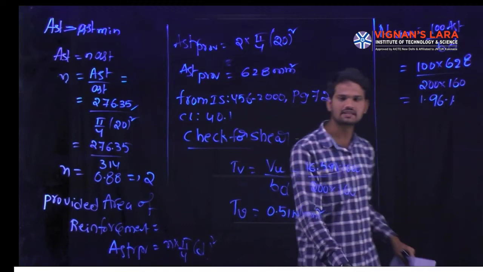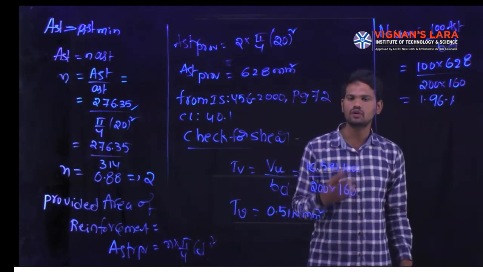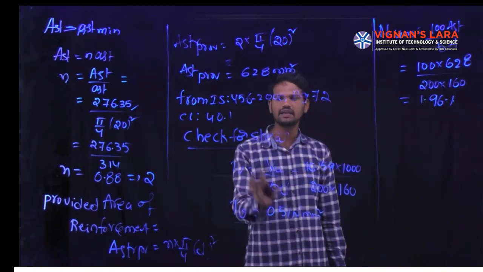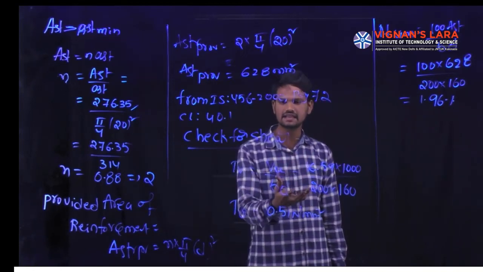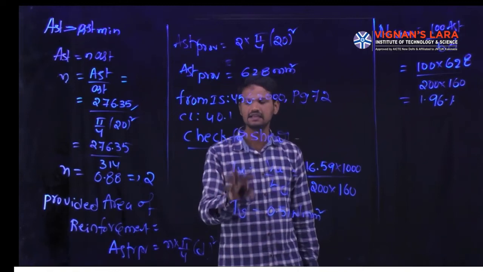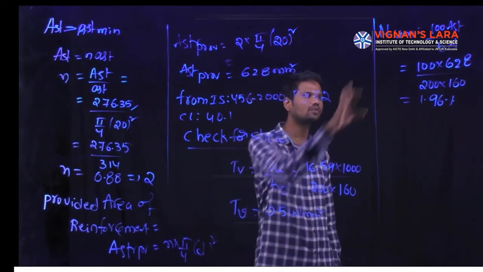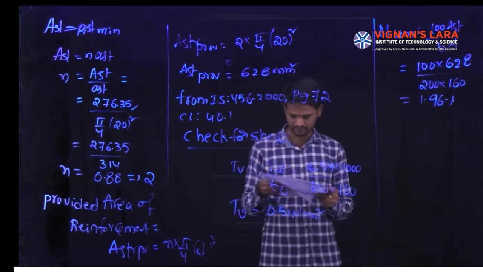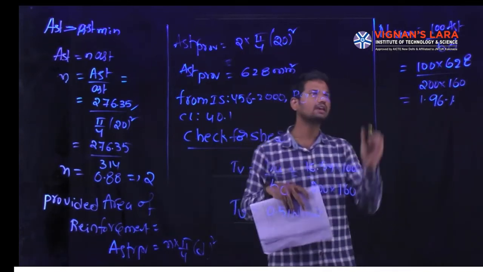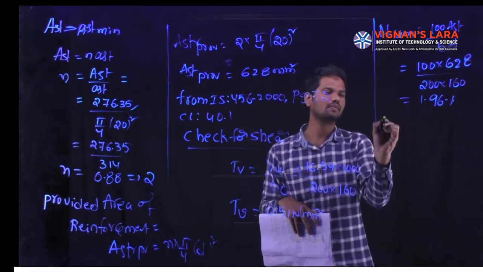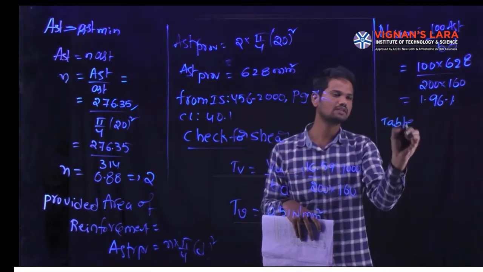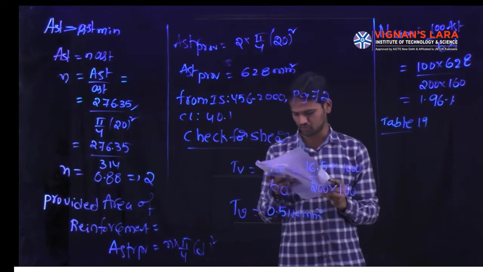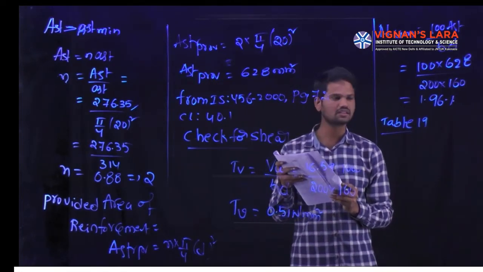Based on this percentage of reinforcement, we have to ensure that the shear stress coming on the beam does not exceed the shear strength of the concrete. We have to consider it from table 19, page number 73. Here I am writing from table number 19 the design shear strength of the concrete.